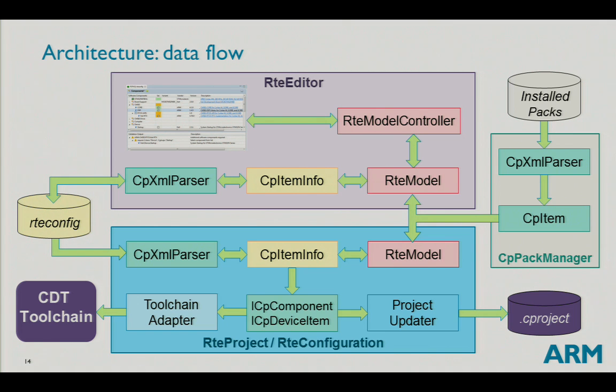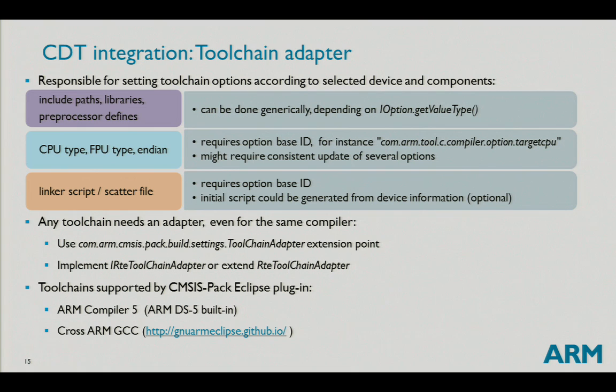Let's have a look at two of those. So, toolchain adapter. Why do we need an adapter? It's quite simple. Some compiler properties, like include paths, libraries or preprocessor, we can handle in a generic way, and there are Eclipse plugins which allow that. But for the hardware, something like CPU type, you have to know the ID of the option.